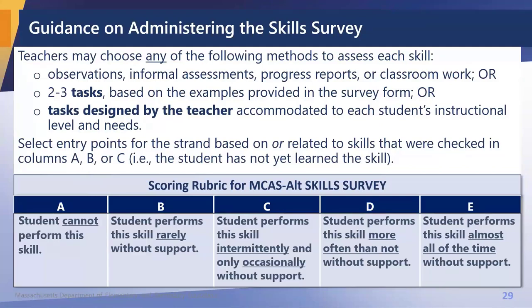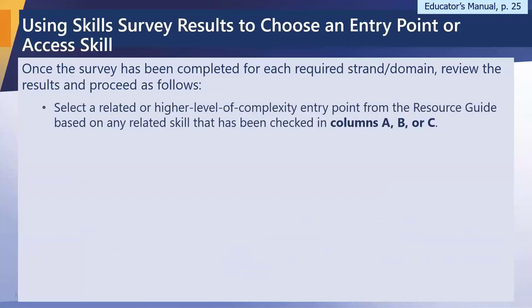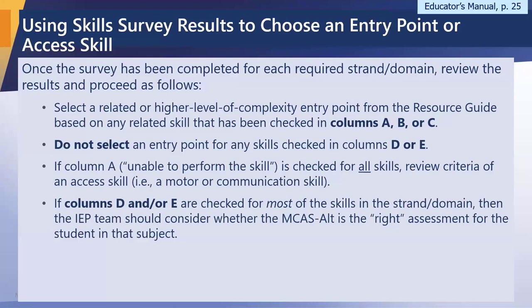If your student can't perform these skills at all, if they're access skills, or if they're just not at that level, perhaps you haven't taught the skill yet, they would be an A. But you see up here on D and E, they can do it more often than not without support, or most of the time without support. So we don't want those. We don't want to pick anything from D or E. We want to look at the columns A, B, or C because we want to get the correct skill.